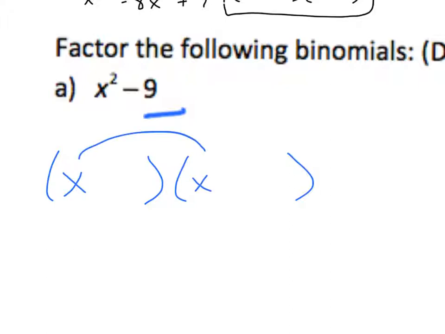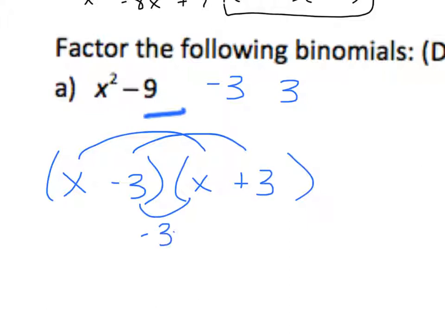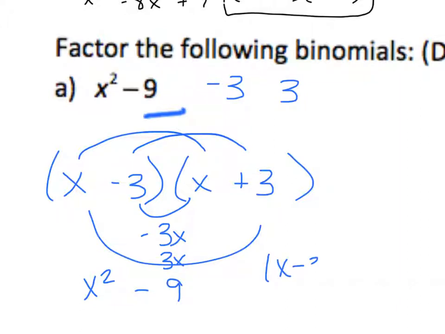The first two terms have got to multiply to get x squared. The last two terms have got to multiply to get negative 9. So one's got to be positive and one's got to be negative to get to a negative 9. I'm going to check the middle and make sure that I don't get a middle term. So I'm going to get x squared, negative 3x plus 3x is 0, and a minus 9. So my answer is x minus 3, x plus 3.